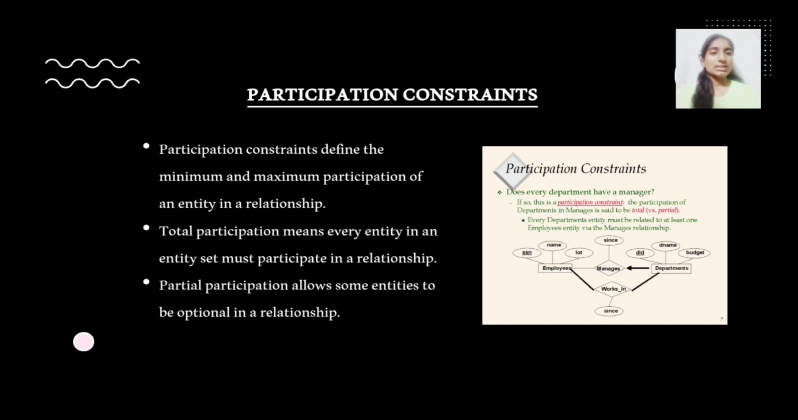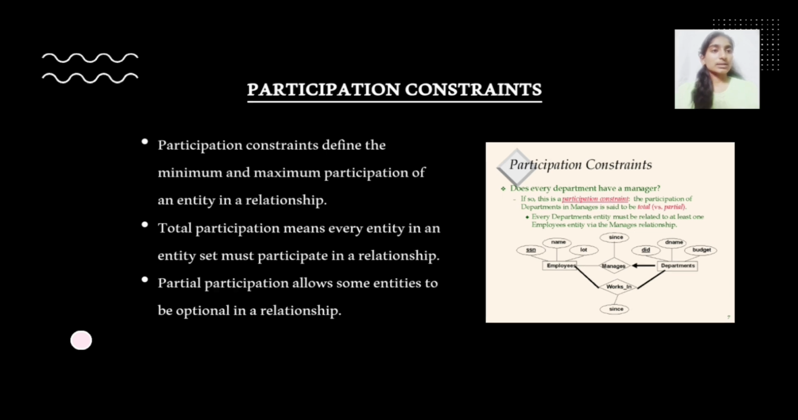Participation constraints. Participation constraints define the minimum and maximum participation of an entity in a relationship. Total participation means every entity in an entity set must participate in a relationship. Partial participation allows some entities to be optional in a relationship.